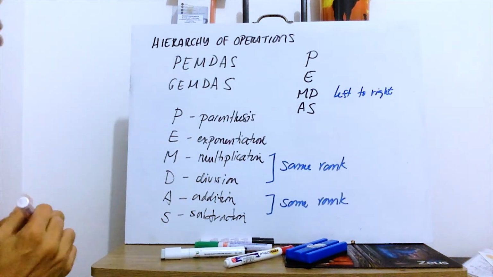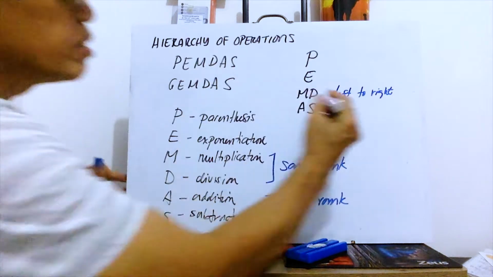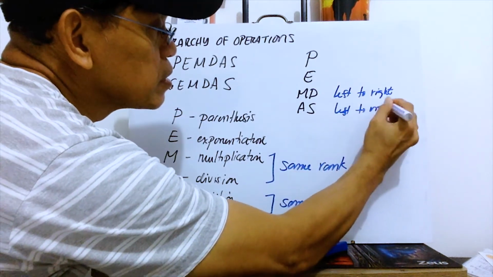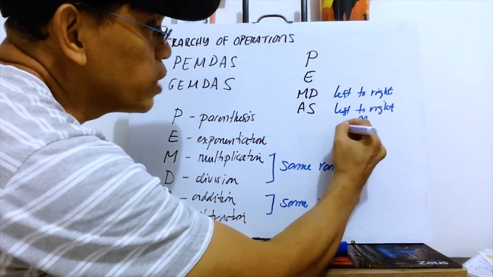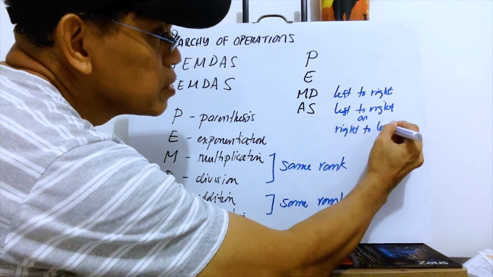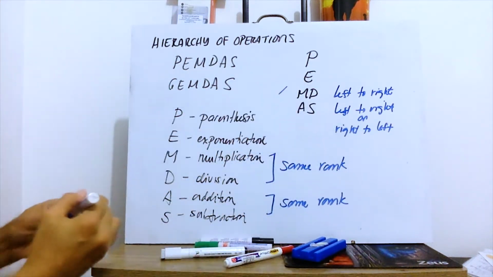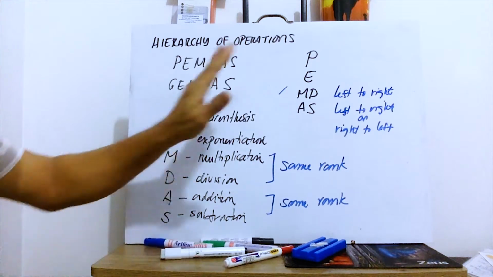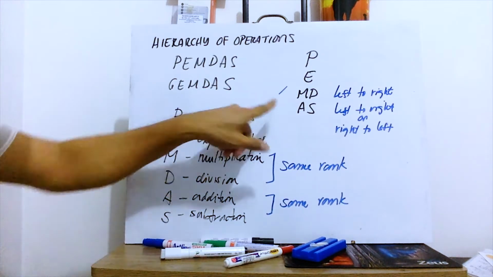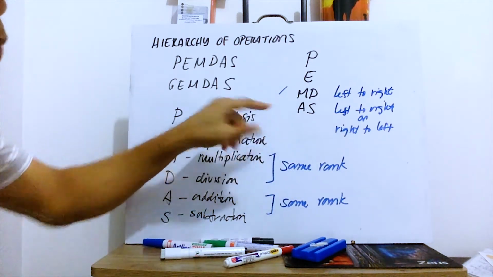Now for addition and subtraction, there's no problem actually. You can do it left to right or right to left. It doesn't matter. But this one does. It has to be left to right, not right to left. Again, this one can be left to right or right to left. It won't matter. We'll get the same answer.